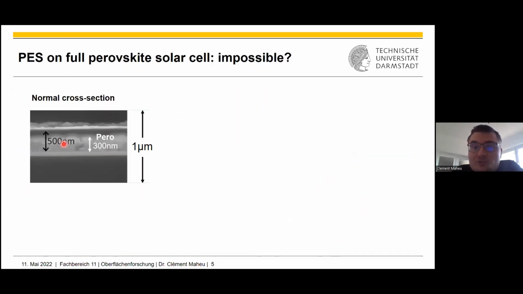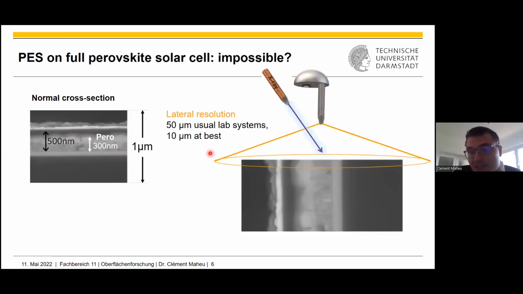So it means that you cannot really measure the absorber of, for instance, a perovskite solar cell, because you have all the thickness, you have your contact material and so on, and you will not access the absorber. Another way would be to get a normal cross-section with FIB, for instance, and to measure from that. But the second issue with the technique is that the lateral resolution is at best one order of magnitude higher than the standard thickness of your sample. So you will not be able to distinguish the different layers of your perovskite solar cell.